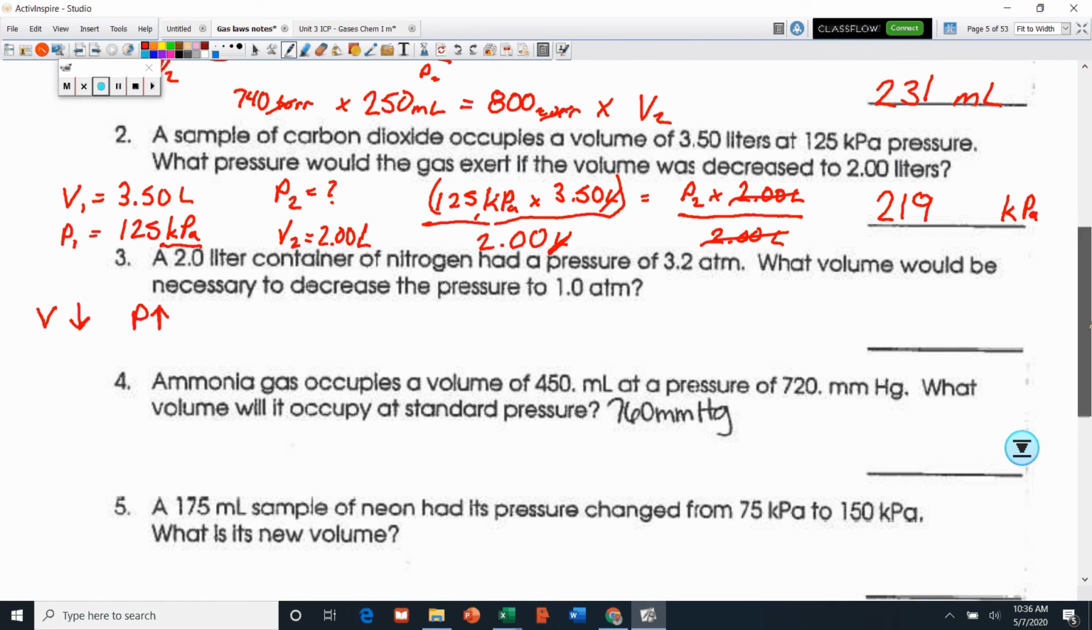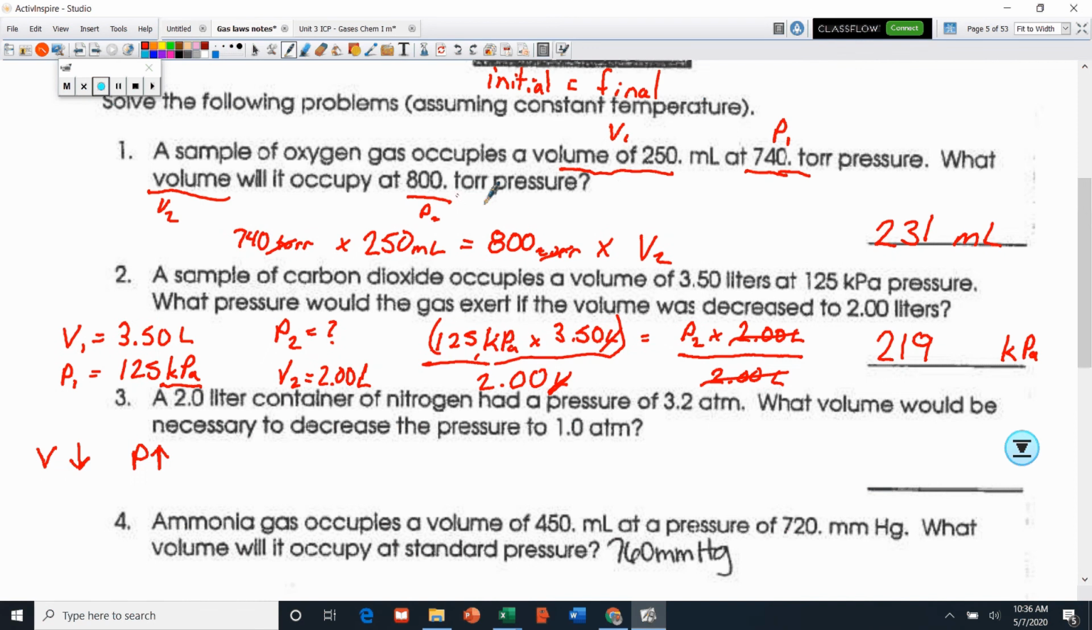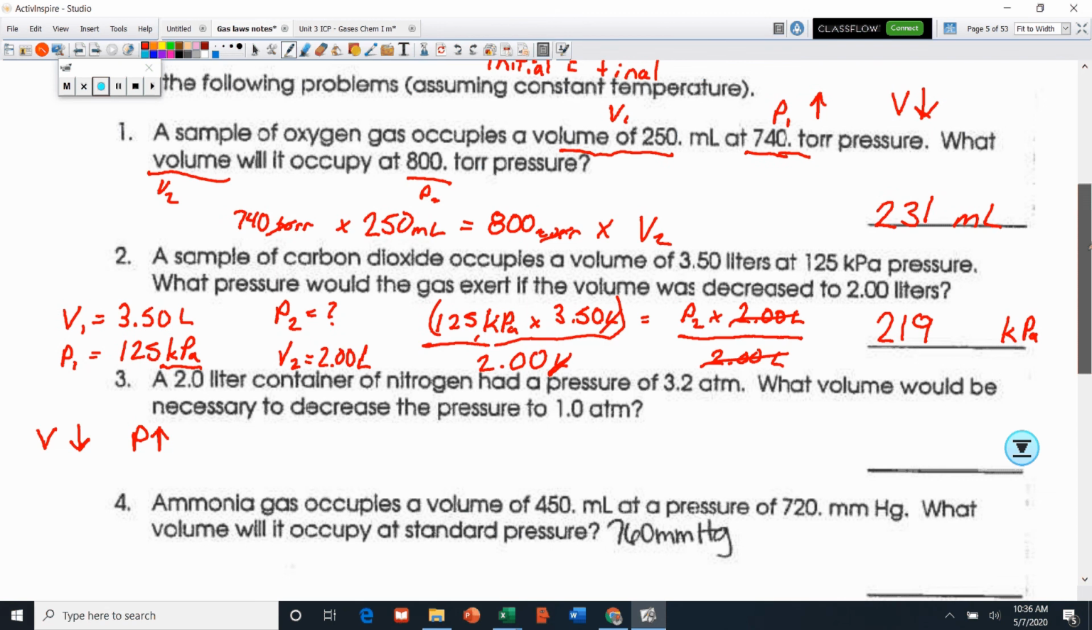Looking at this one, just looking at the conditions, pressure went from 740 to 800, so pressure increased. That means volume should decrease. So we went from 250 milliliters to 231. That follows the law. All right. Let's look at another.